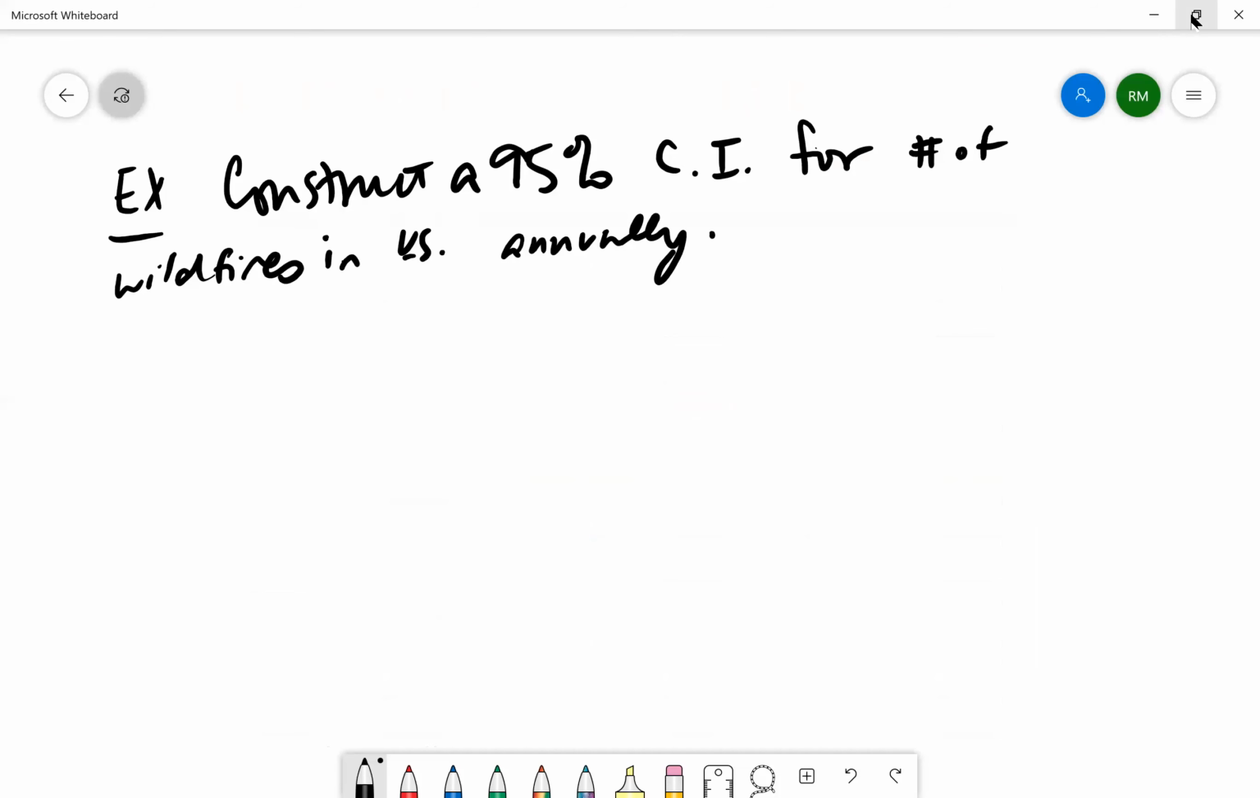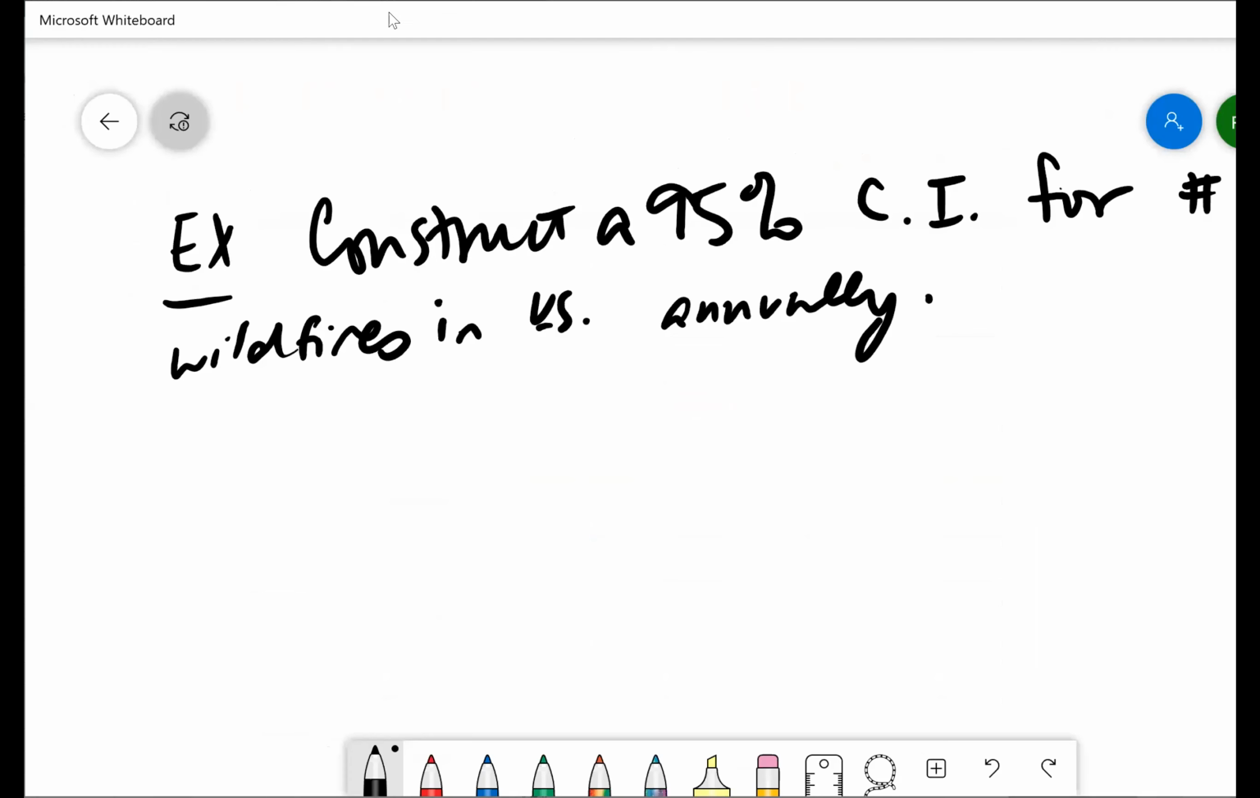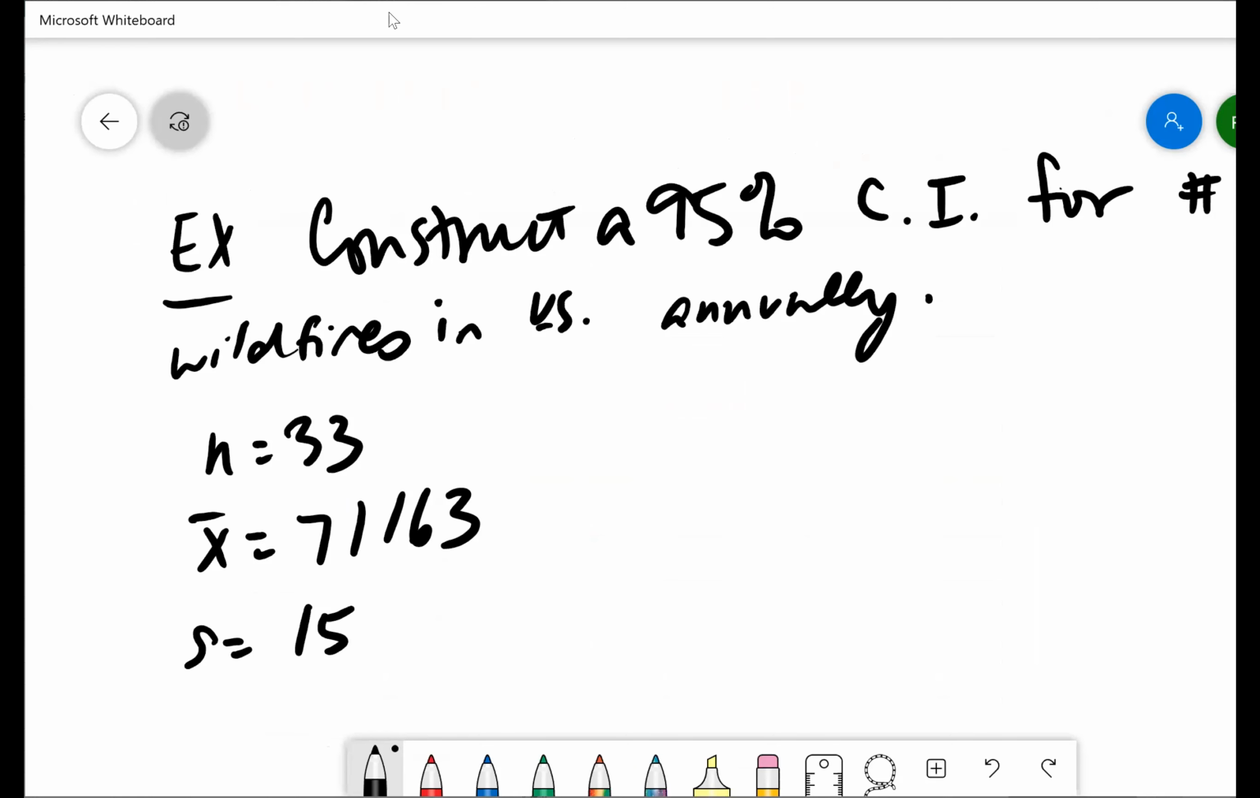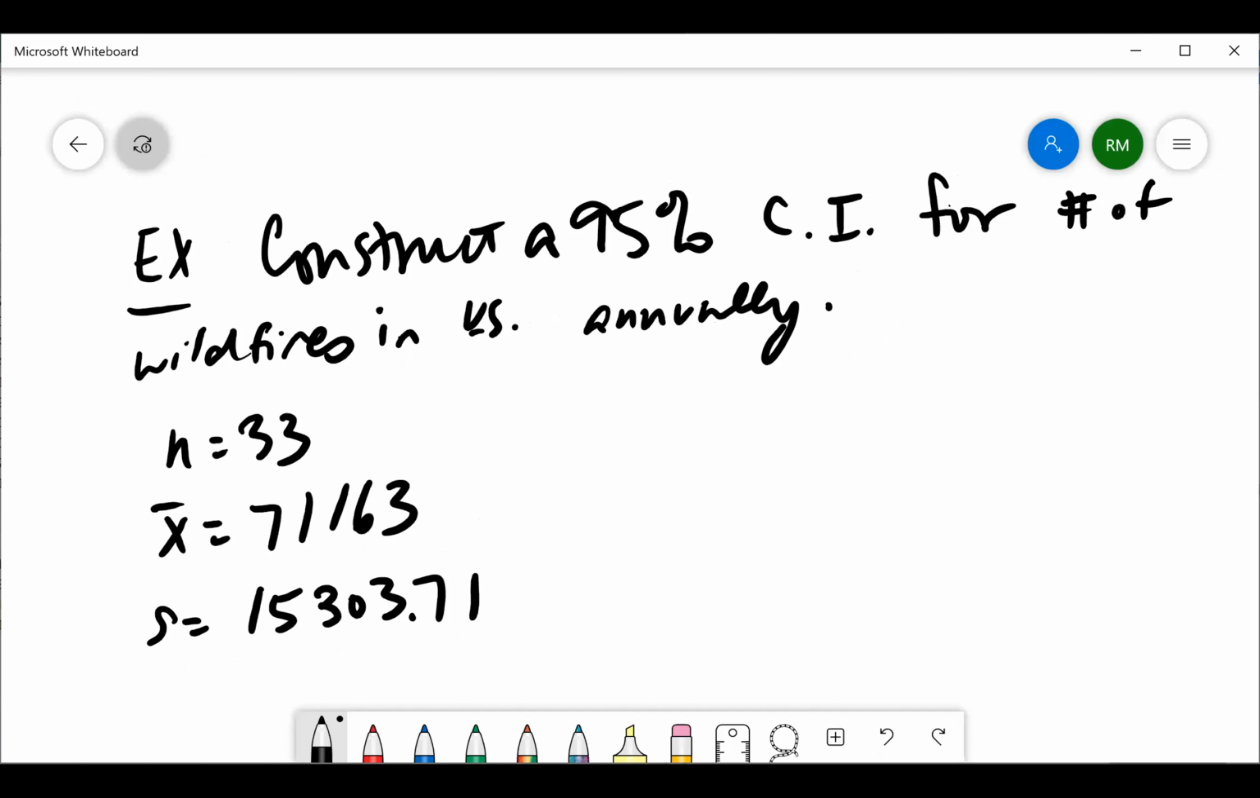On our whiteboard, we can write down that in our sample, we had a sample of 33 years of wildfires. The sample average was 71,163 wildfires, and the sample standard deviation was 15303.71. All right, so we want to construct a 95% confidence interval, so we need to know the degrees of freedom, and that's 32. So we need to find this in our table.